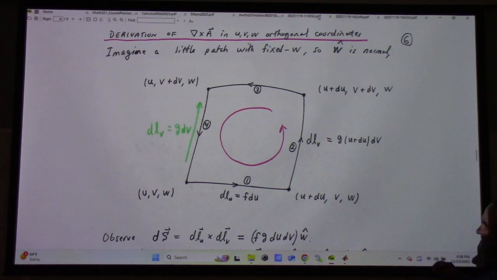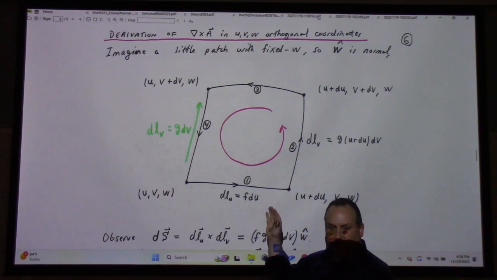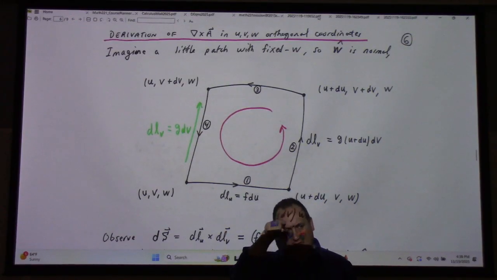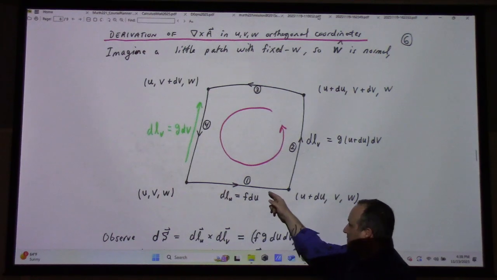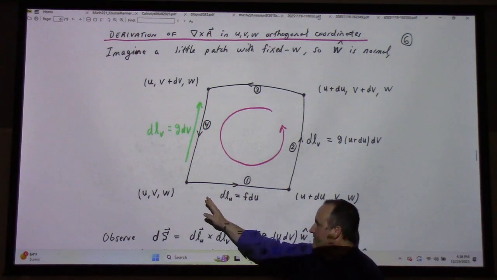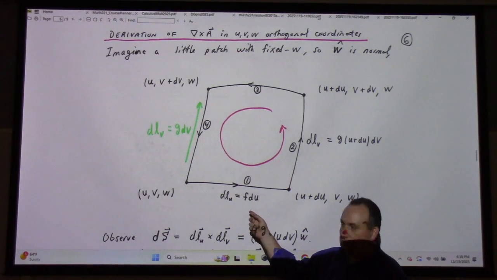If we look at a little infinitesimal patch in the UVW coordinate systems, so we're looking at W hat coming out at you, all right? This is all for fixed W, and each one of these is either fixed V or fixed U. And so the distance along here would be F_u du, where F_u is the scale factor for U.